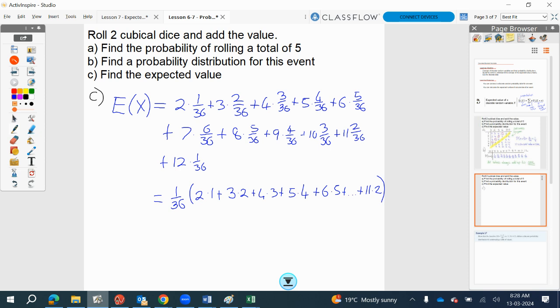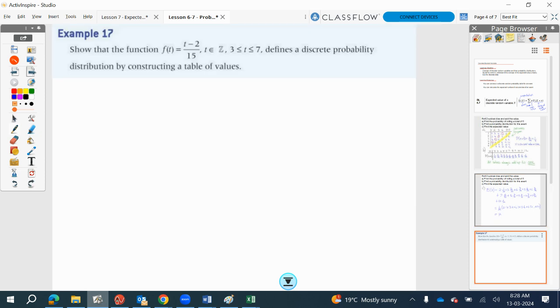All right. So let me move on with this one. You should get 7 on your calculator. Okay. Let's move on a little bit. Show that the function given here defines a discrete probability distribution by constructing a table of values.